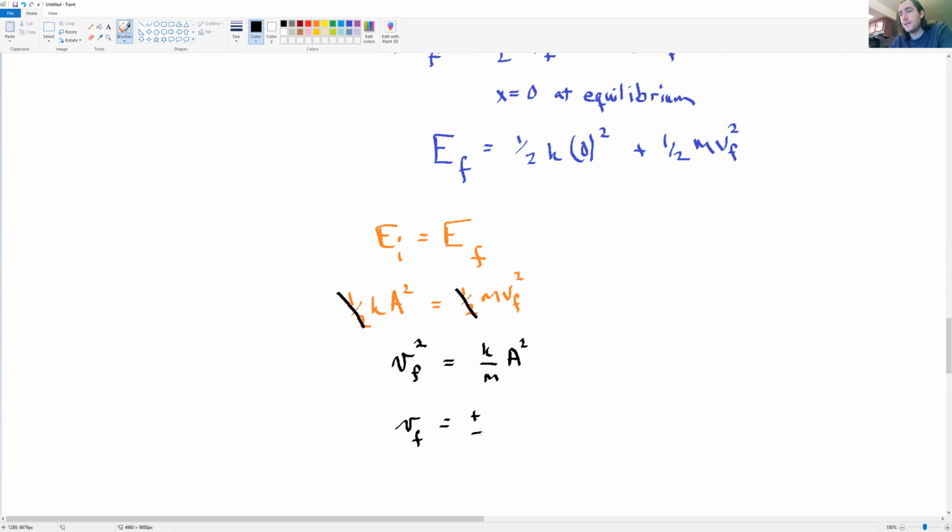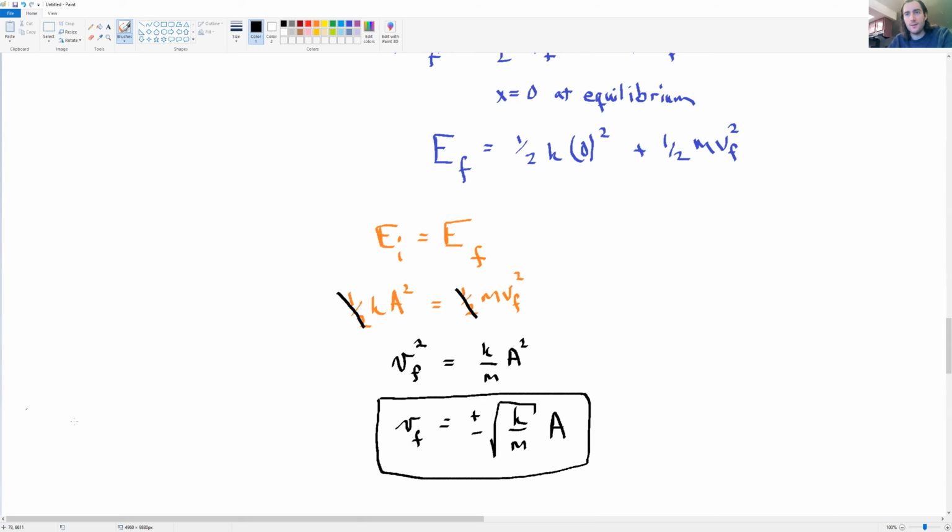It's plus or minus, and actually the plus or minus here is very important. Square root of k over m times a. Why is the plus or minus important? Well, I could have just as easily compressed the spring rather than stretching the spring. And had I compressed the spring, this would be a compression here.